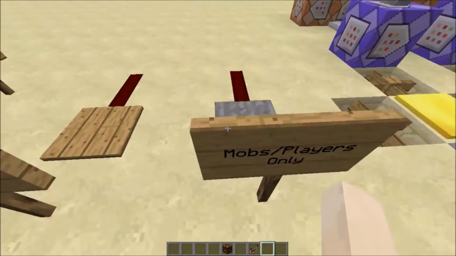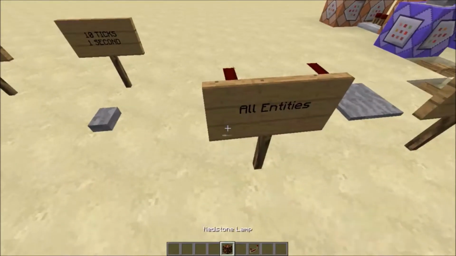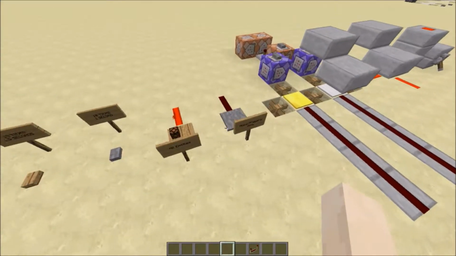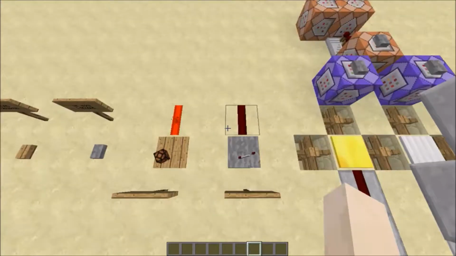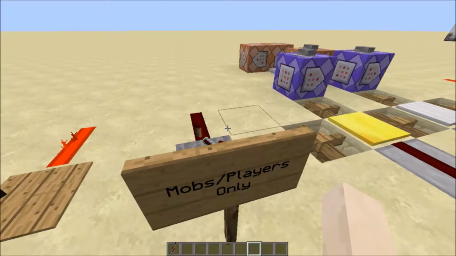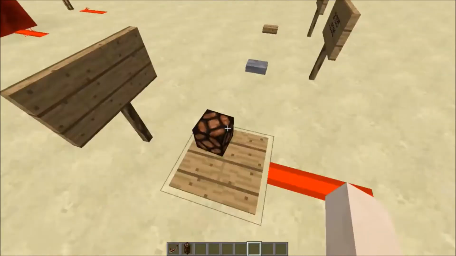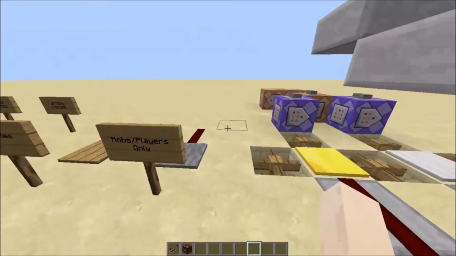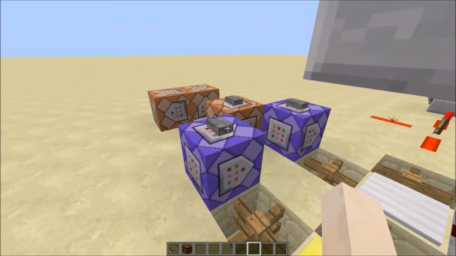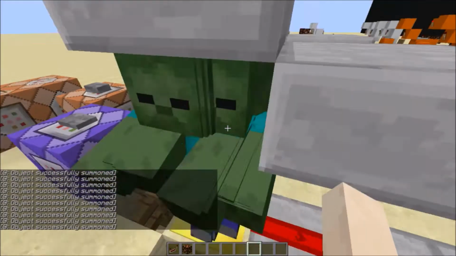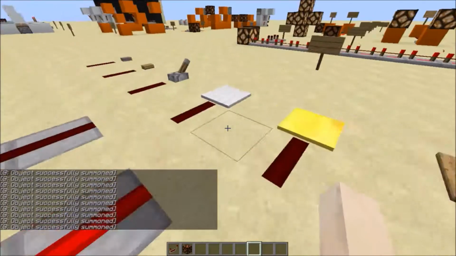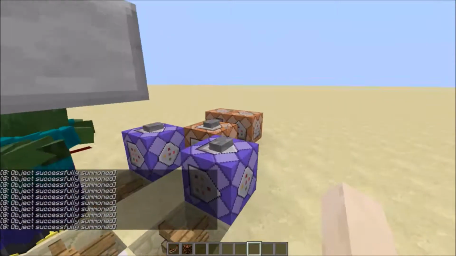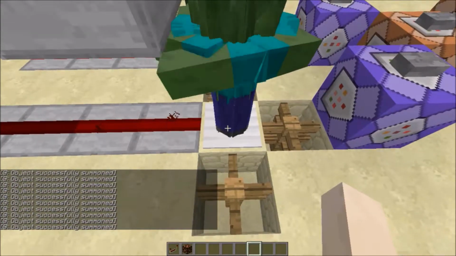Wooden pressure plates, the difference between wooden pressure plates and stone pressure plates is wooden pressure plates can be activated by all entities. Although stone pressure plates cannot be activated by all entities, it is mobs and players only that can activate a stone pressure plate. Golden pressure plates can be activated by mobs and entities, and they basically give power based on how many mobs there are sitting on that.